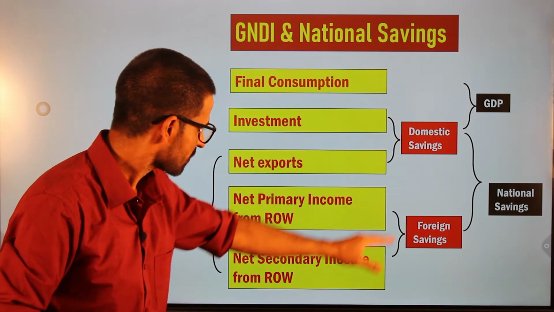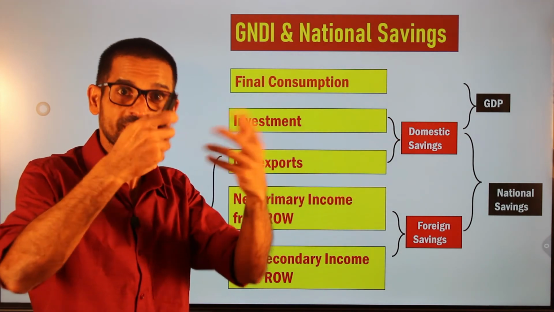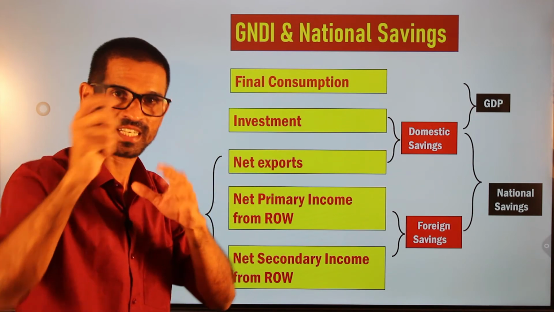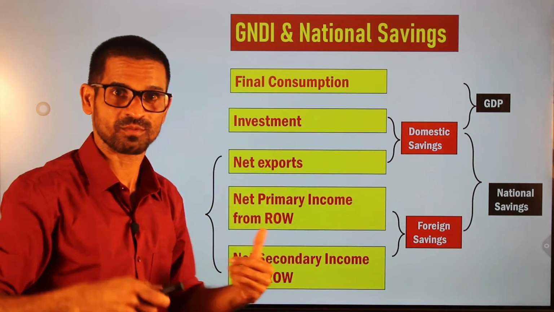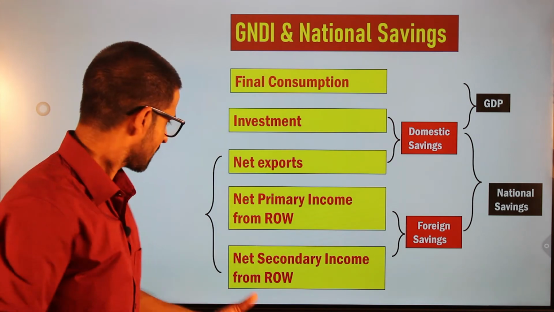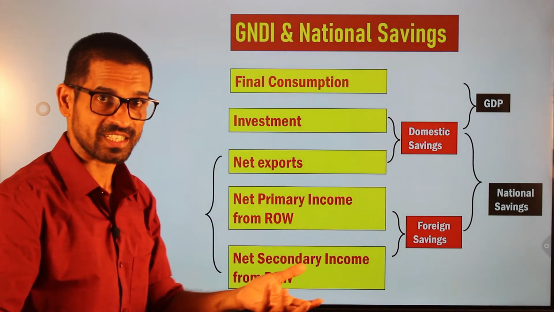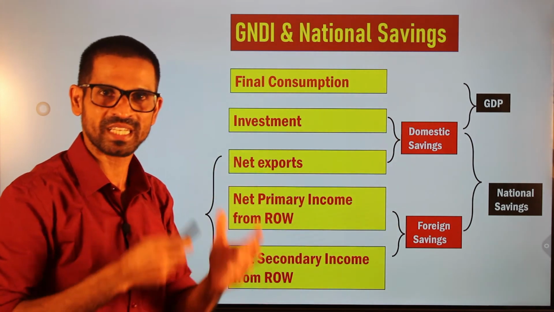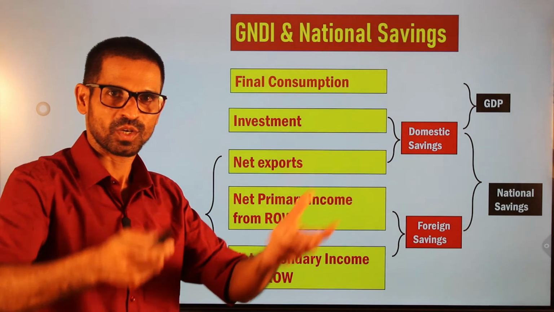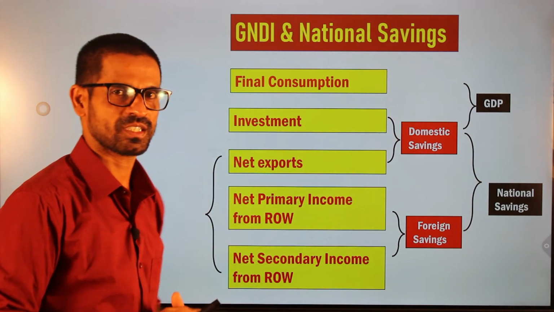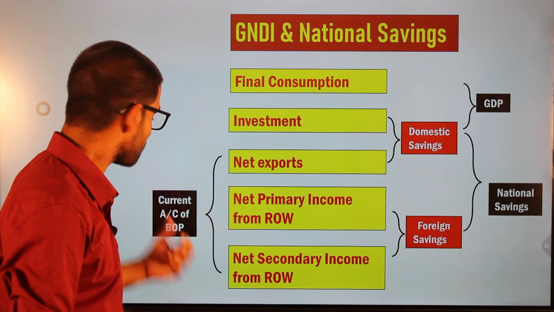Then again, these three components, look at them. Net exports, that means exports minus imports of goods and services with the rest of the world, right? Then net primary income from the rest of the world, Sri Lanka and other countries. Net secondary income, related to the rest of the world, Sri Lanka and other countries. These are the transactions which occur within the given period, related to the rest of the world. Receipts and payments. These are recorded in a particular account, which is known as the current account of the balance of payment.